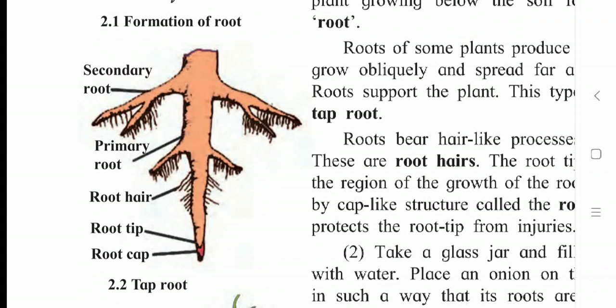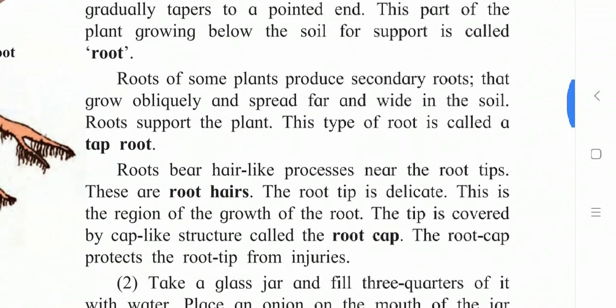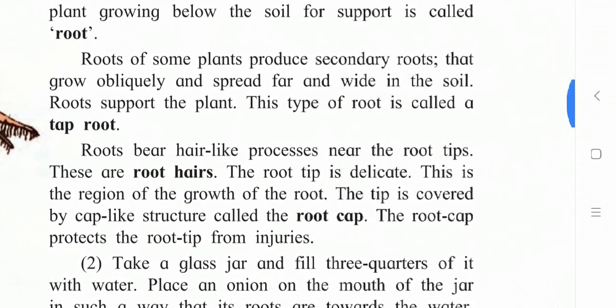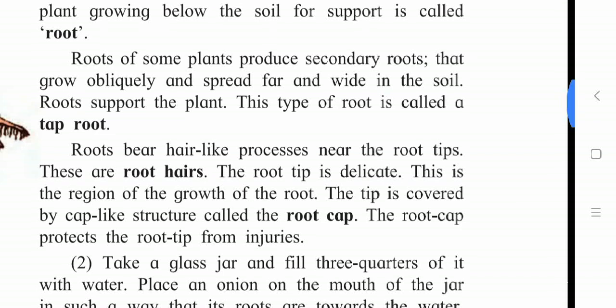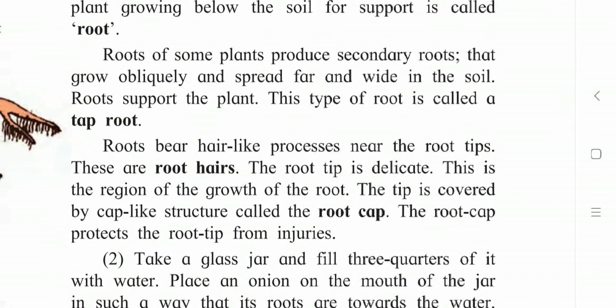The main branch is called the primary root, and because of growth a number of branches come to that root also, and those roots are called secondary roots. And on all these, root hairs are there. So see here, the taproot means roots of some plants produce secondary roots that grow obliquely and spread far and wide in the soil. These roots support the plant. This type of root is called a taproot.